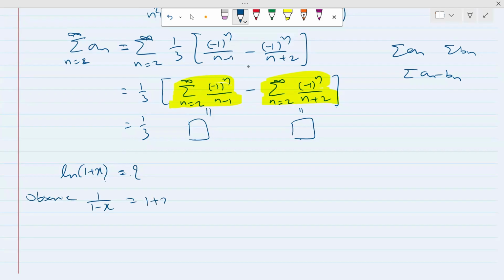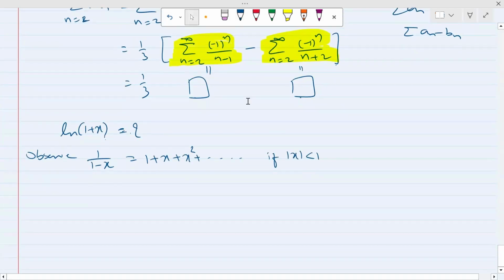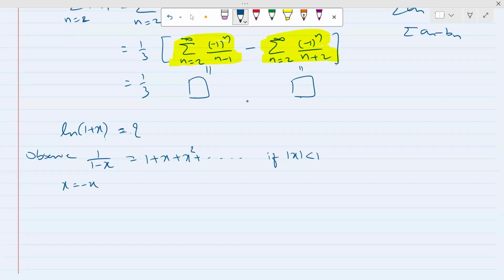What is that? 1 plus x plus x squared plus x cube, and so on. We know this is valid for mod x less than 1. So I have some alternating kind of terms, and I need to have alternating terms here also. So you replace x by minus x in this. What you will have is 1 upon 1 plus x equals 1 minus x plus x squared minus x cube plus x raised to 4, plus etc., for mod x less than 1.